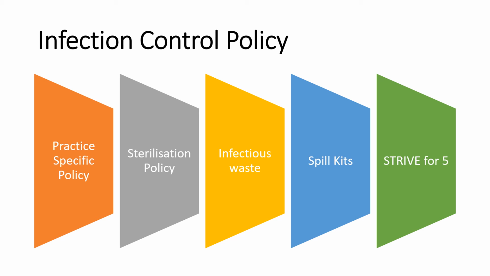Infectious waste. This must not be placed in ordinary rubbish bins. Bins must be clearly marked for infectious waste, and the practice will have a documented company that collects this waste on a regular basis. Spills kit. The practice must have a spills kit complete with a list of contents if it is not one purchased from a supplier. Ensure that the GPs know where the spills kit is and what it contains.